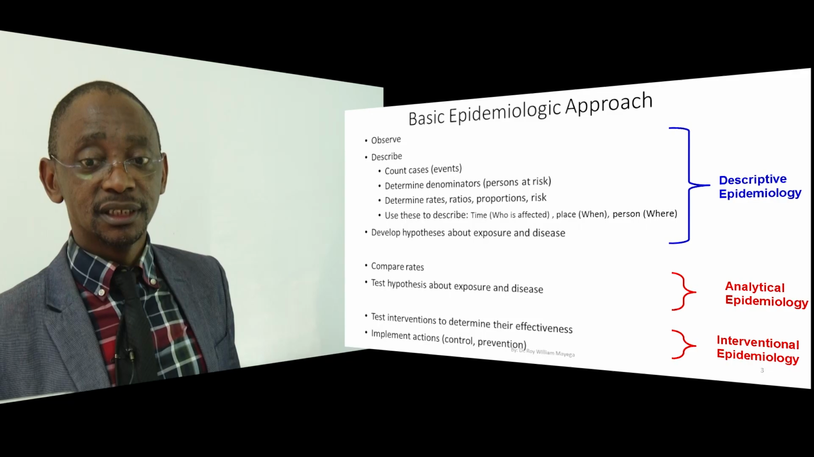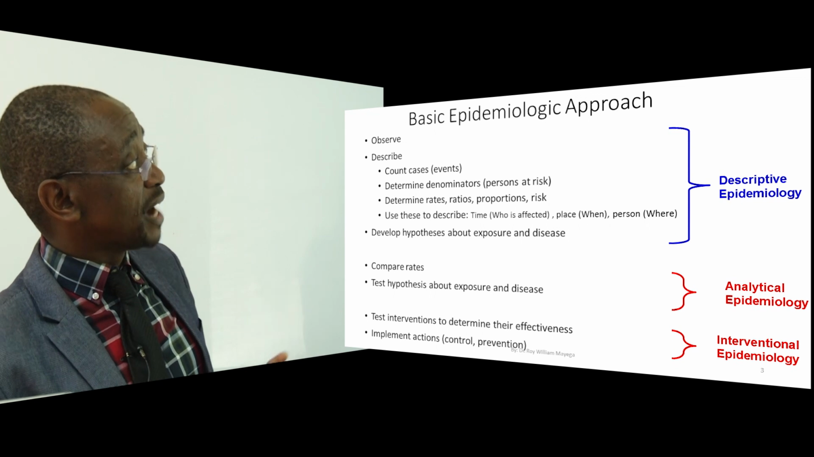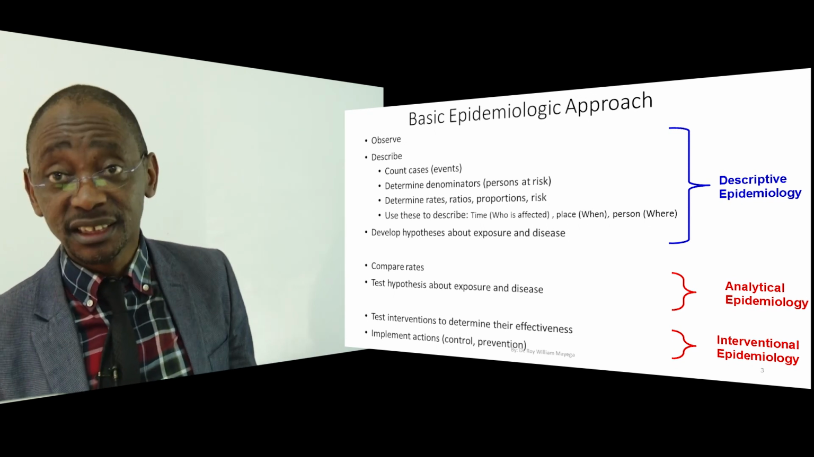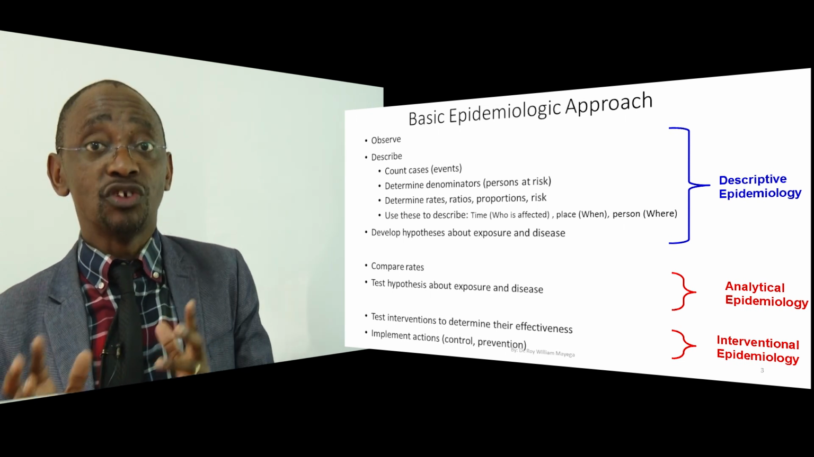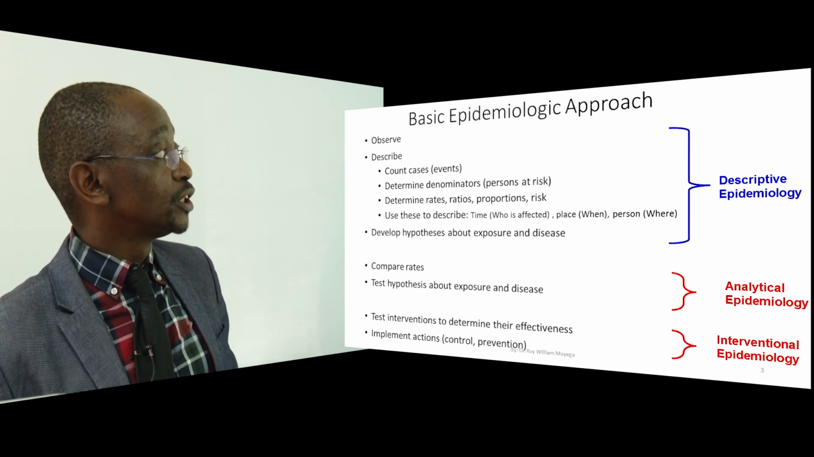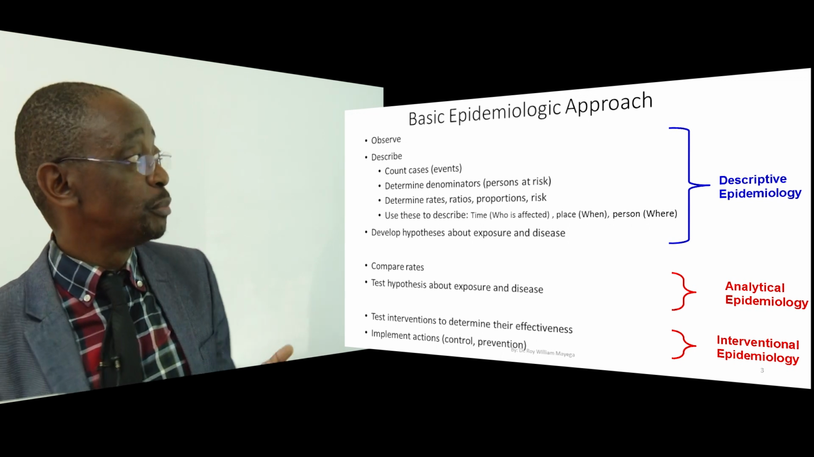So the epidemiologists will start by observing. And after observing, they describe. They describe by counting cases or events, determining the denominators, the people at risk, determining rates, ratios, and proportions and risk in the population.